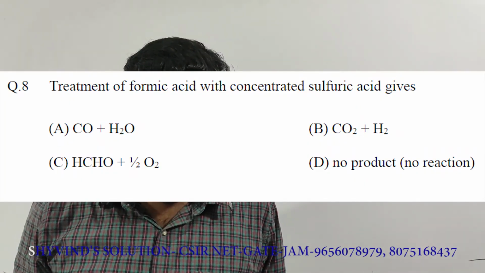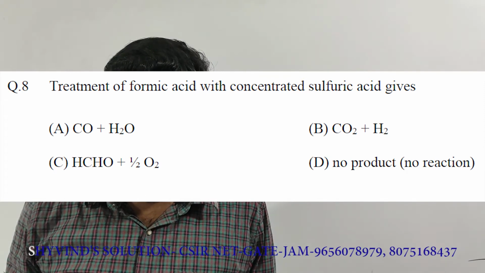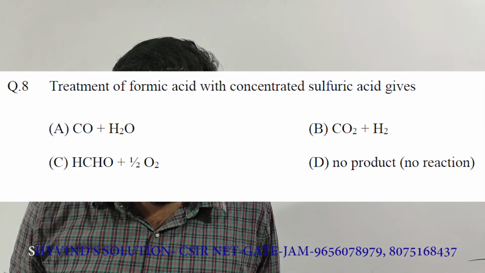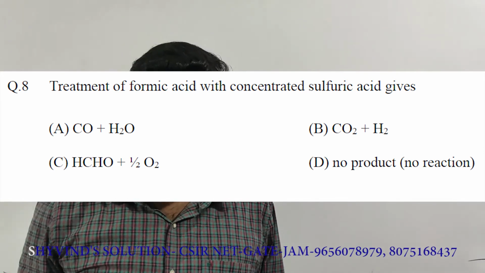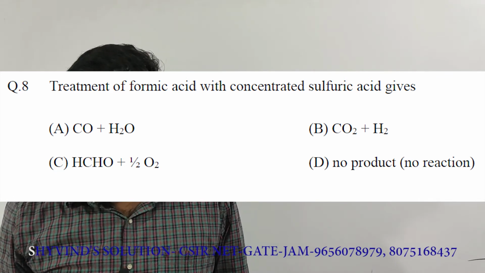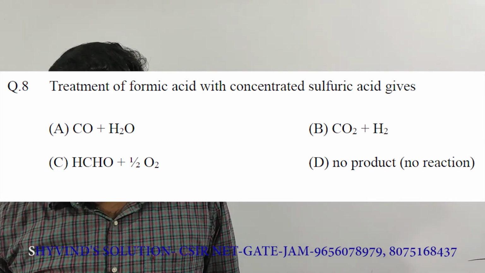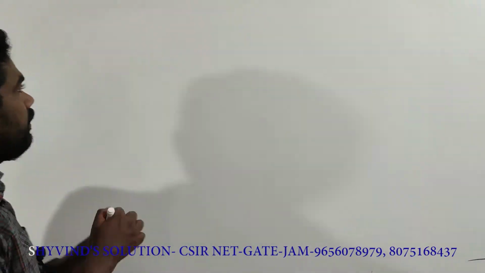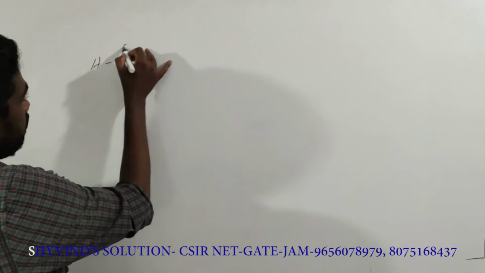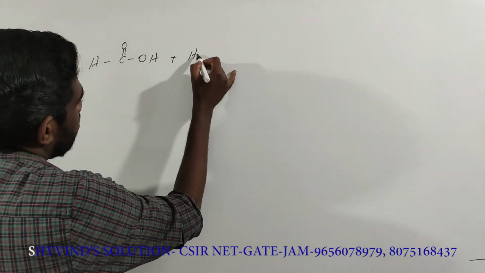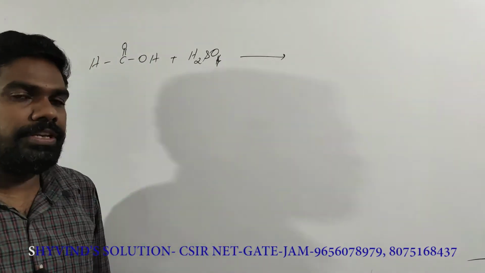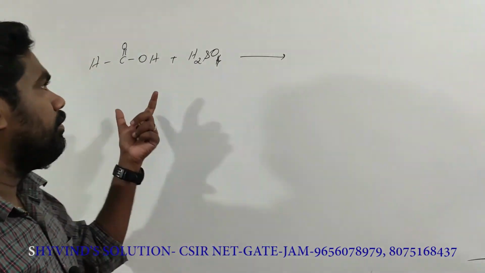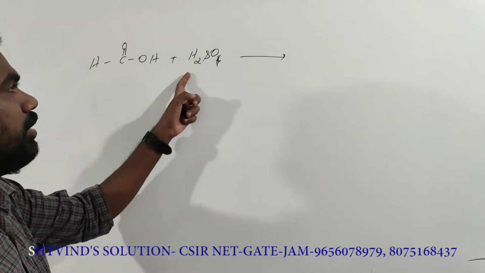Question number 8. Treatment of formic acid with concentrated sulfuric acid gives: options CO and H2O, CO2 plus H2, third option HCHO plus half O2, fourth option no product, no reaction. So, a simple reaction. Sulfuric acid is a strong acid, it has high affinity towards water, we know that. So from any organic molecule it will remove water.